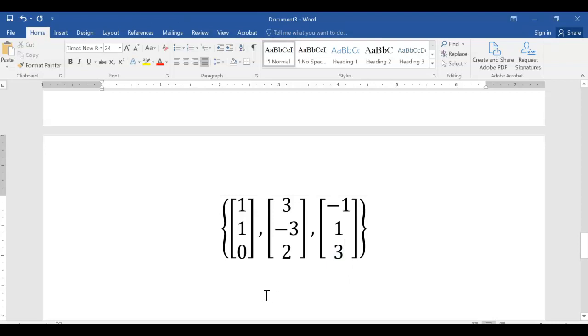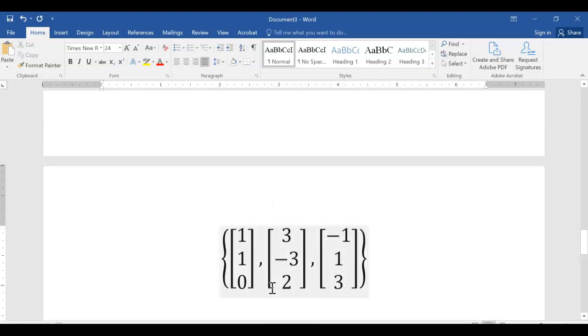And go ahead and just convince yourself that this is an orthogonal set. 1, 1 times 3, negative 3. Yep, that's going to give you 0. 1, 1 times negative 1, 1. That's going to give you 0. 3 times negative 1, that's negative 3. Negative 3 times 1, that's another negative 3. So you get minus 3, and then 2 times 3 is plus 6. So yes, all of these vectors are orthogonal to one another.